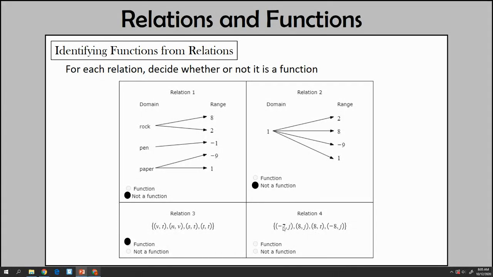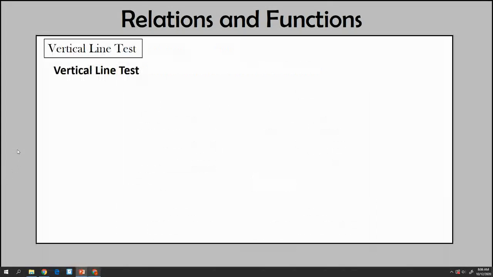Same thing here. -7, 8, 8, -8. Whoops. I got 8 as an input twice. One time it's paired with J, one time it's paired with T. Can't have an input with two different outputs, not a function. Okay, so that's your checklist to go through.